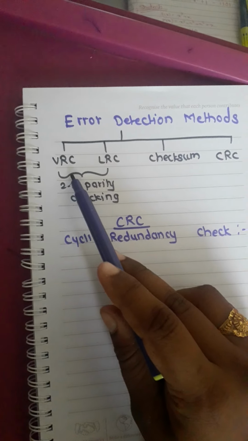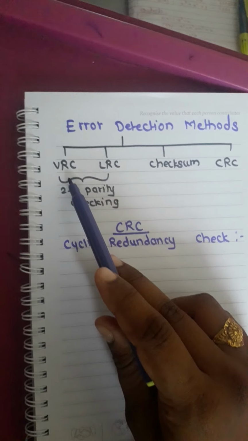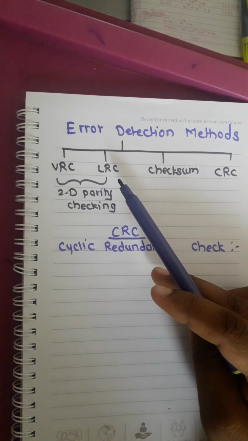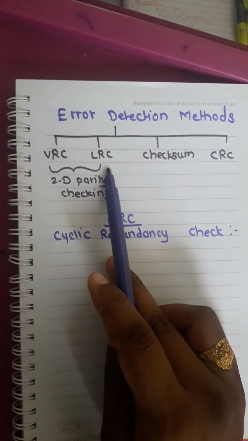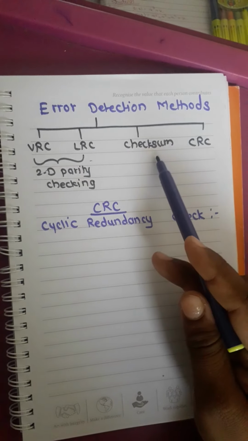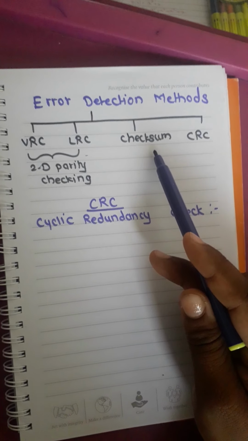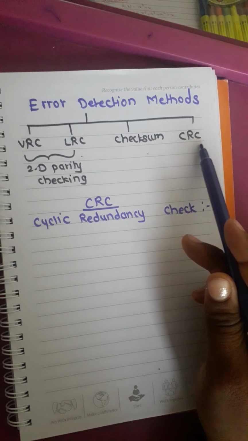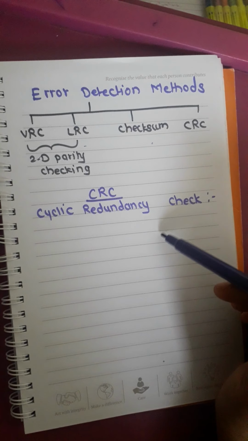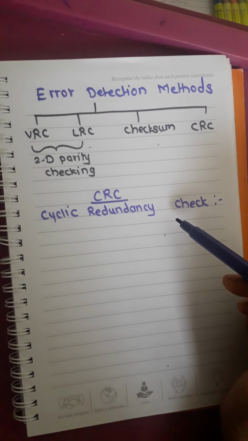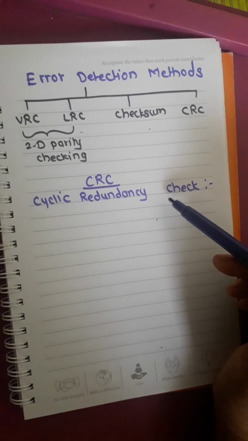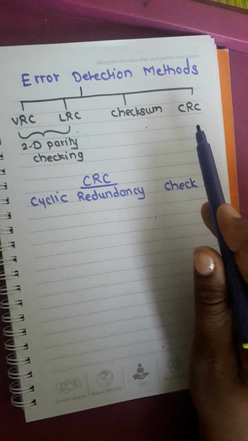First we discussed VRC, vertical redundancy check. Then we discussed LRC, longitudinal redundancy check. By combining both, we have one method, 2D parity checking, and then we discussed the checksum method, right? So today we have to discuss CRC. CRC is nothing but cyclic redundancy check, an error detection mechanism which is more powerful than the parity and checksum methods.